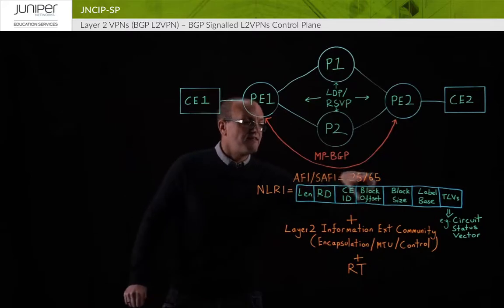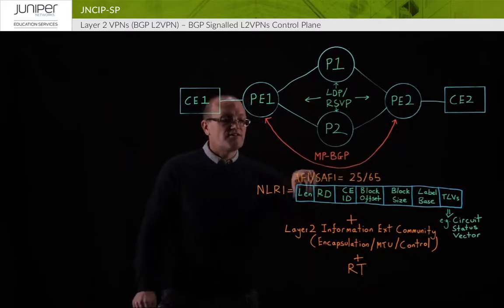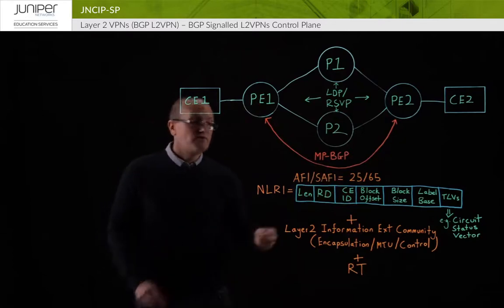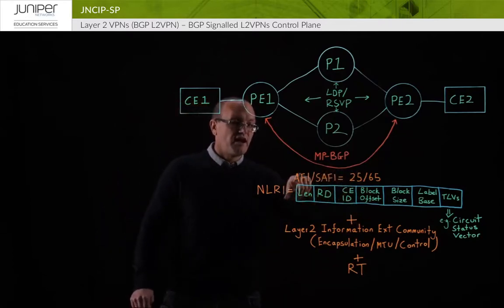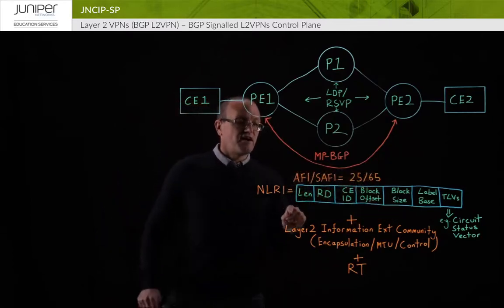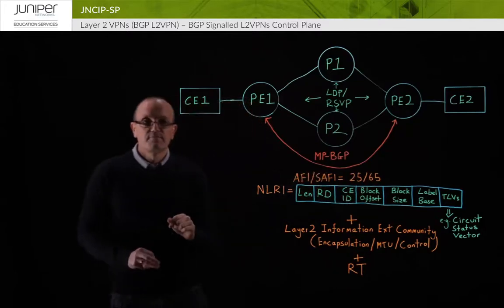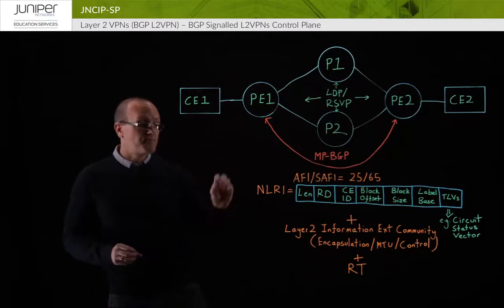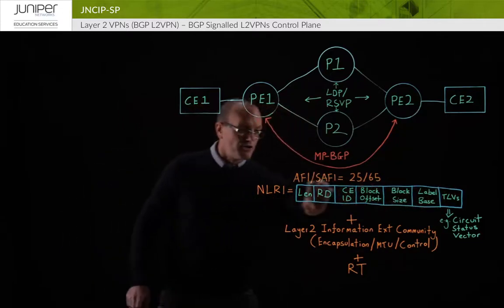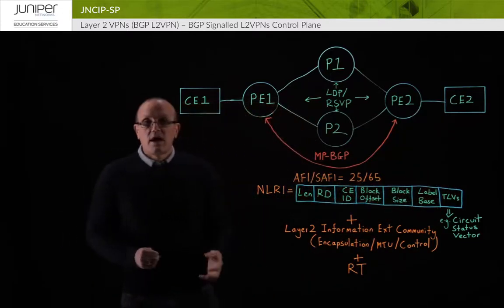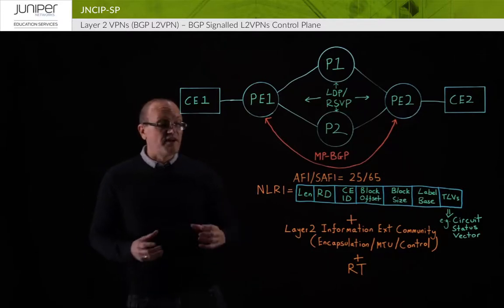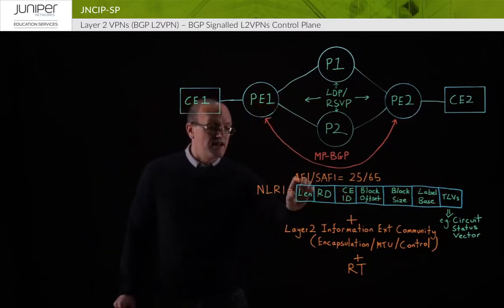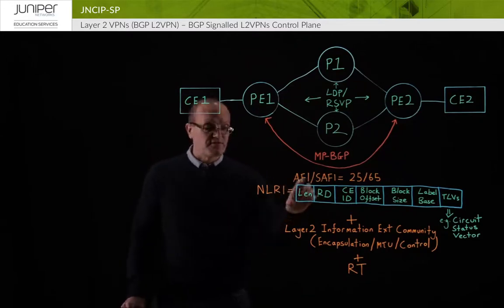So we have a different address family indicator and subsequent address family indicator. We're using 25 for AFI and 65 for SAFI. And the NLRI, the network layer reachability information, is outlined here. Let's walk through some of the fields that we find in this NLRI. So we have the length indicator at the start.